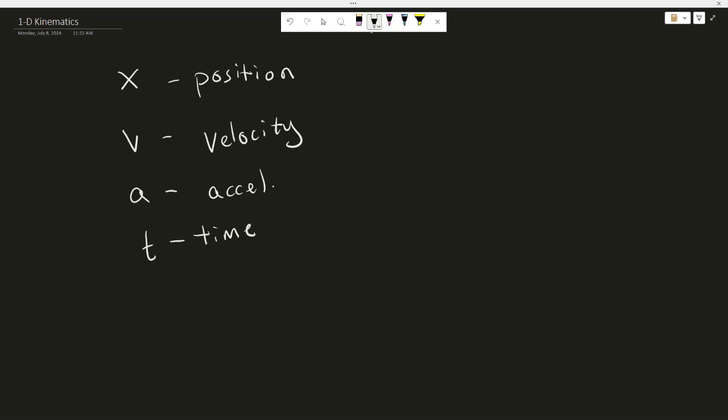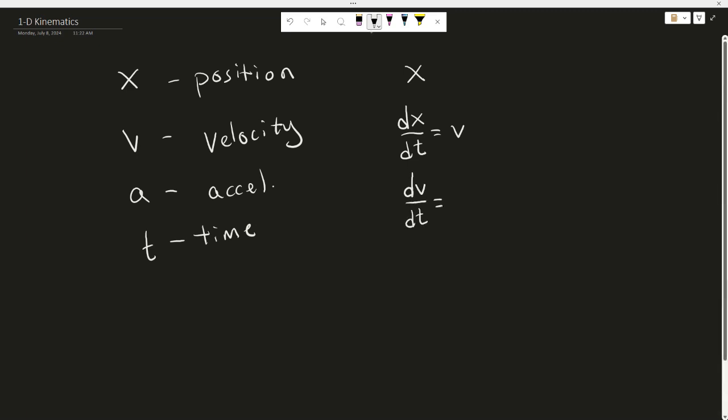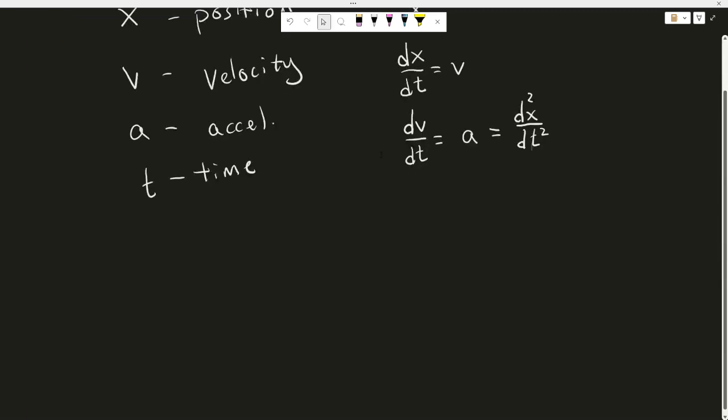We're going to look at position first. Position is just going to be some value, x. If I want to figure out how fast my x is changing in time, I would take dx/dt. This gives me my velocity. And if I want to figure out how fast my velocity is changing in time, well, I would take dv/dt, or the derivative of the velocity, which would give me my acceleration. Keep in mind, this is also equal to the second derivative of the position with respect to time. So this is how these 3 variables relate to one another.